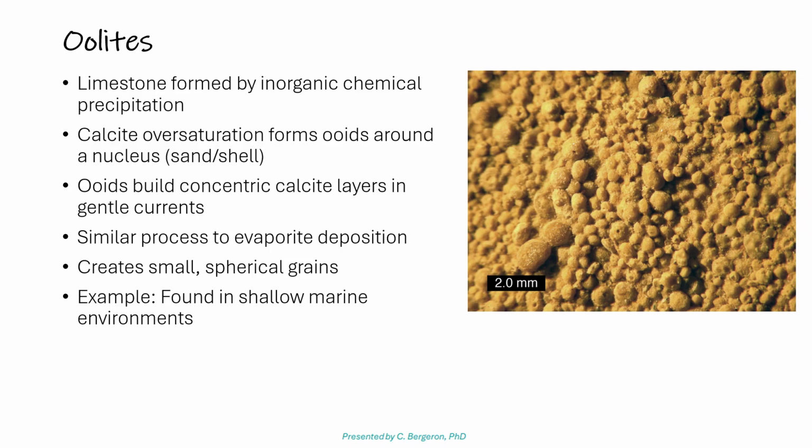And so you end up getting precipitation around an existing grain, and they look like little spheres, and we call those ooids. As evaporation continues, the ooids continue building these concentric layers of calcite as they roll around in gentle currents, maintaining that shape.